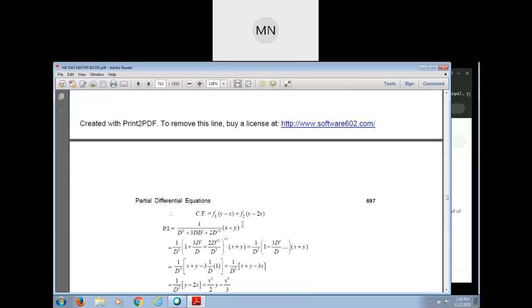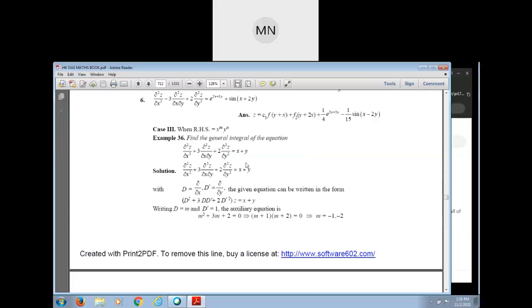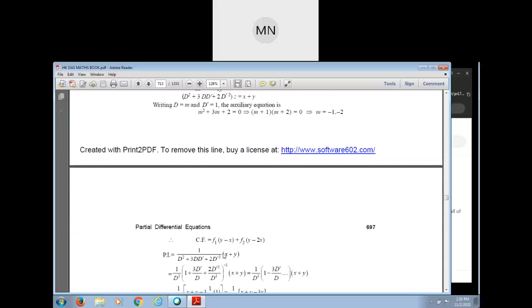Now you have to find PI. PI is 1 by f(D, D dash) into capital F of x, y. Here capital F of x, y is x plus y, see the given problem. So in the PI part we write 1 by, this is the original equation, D square plus 3DD dash plus 2D dash square, into x plus y. Thus write 1 by f(D, D dash) into capital F of x, y. Is it clear?